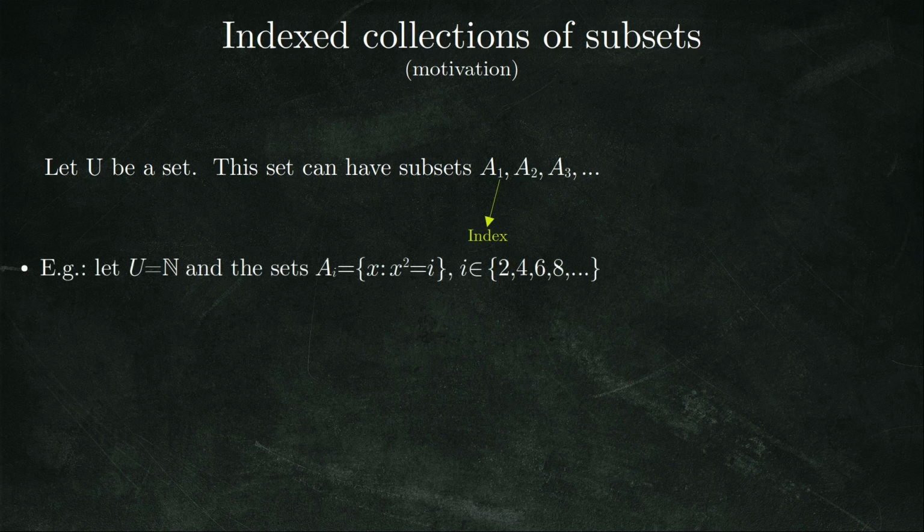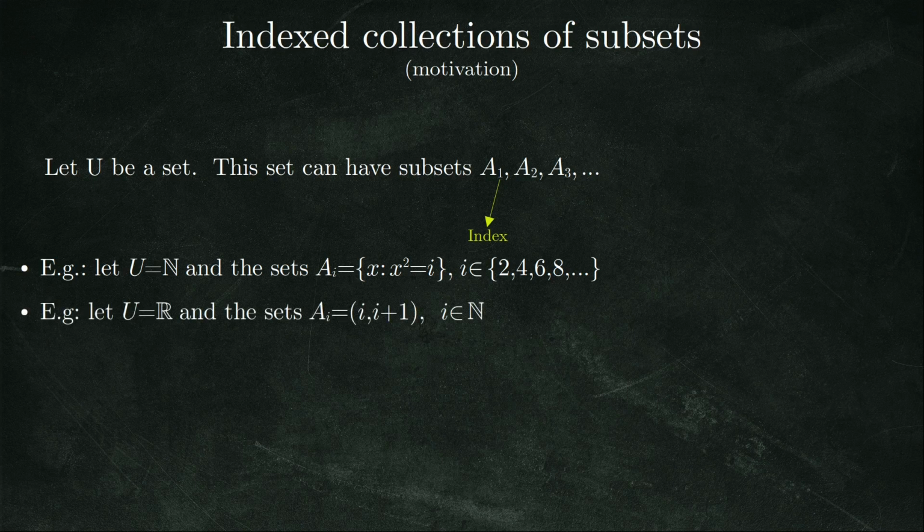If U is the set of natural numbers, and the set A_i is the solutions to x squared equals i, where i equals 2, 4, 6, 8, so all the even numbers. Note that some of these sets might be empty, but that doesn't matter for our purposes right now. What matters is we can define a set for each of the even numbers that is defined by the rule we have there.